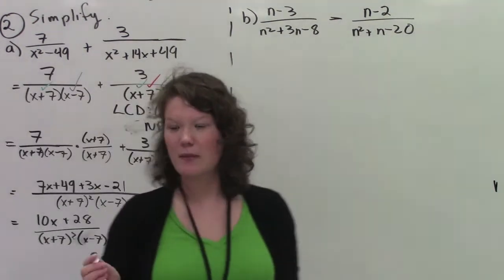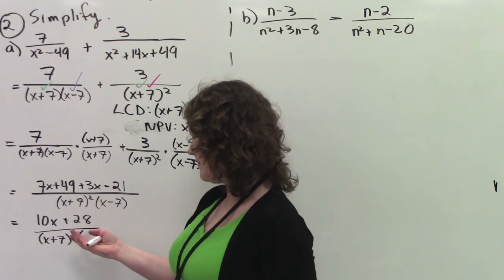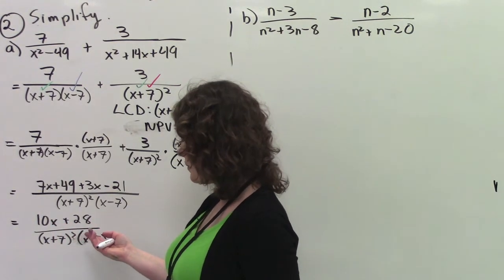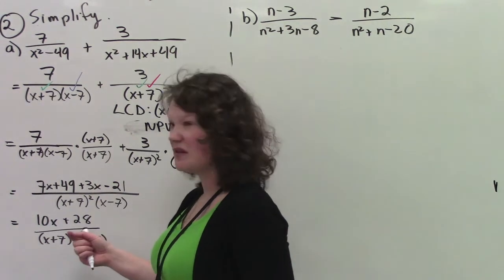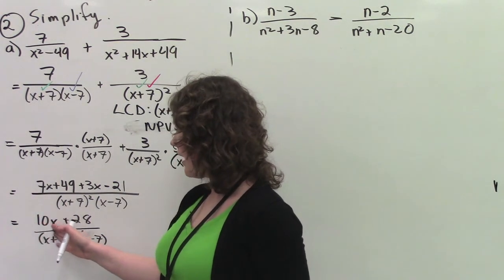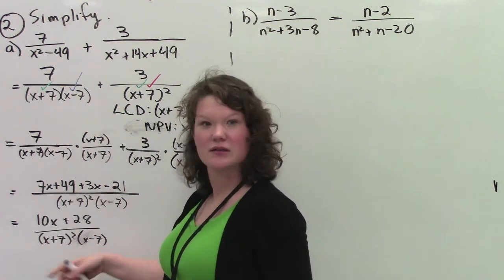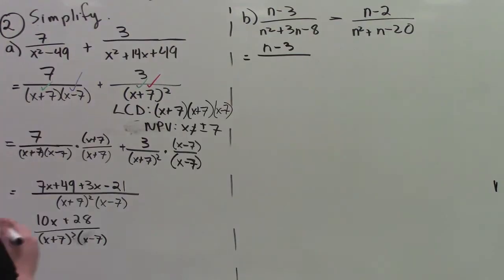Now, at this point, maybe we could factor something out, but there's nothing we can really factor out of the top that's going to be helpful, so that's fine. I mean, I could say 2 times 5x plus 14, but that's not going to help anything down here, so we can just let it be.